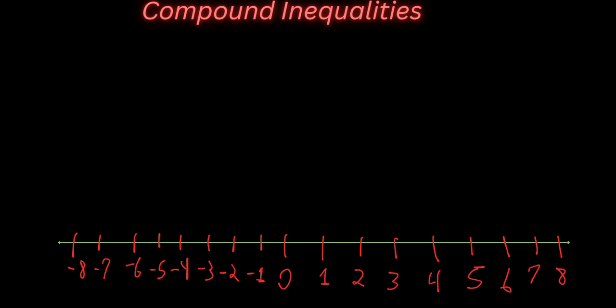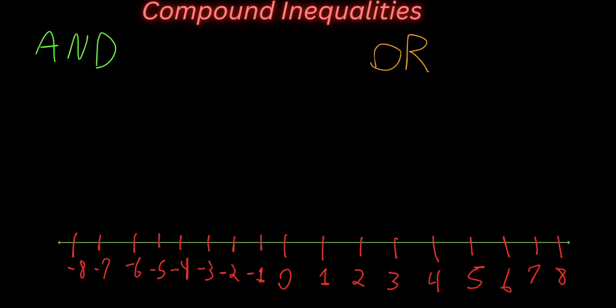And now we ask, why is this a useful tool? Well, there are two types of compound inequalities: and, and or. So let's dive a little deeper into what those are.